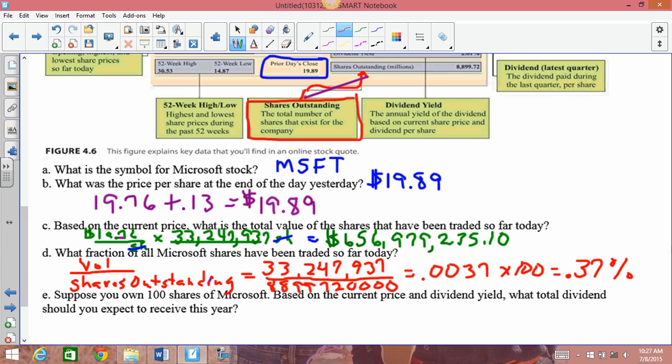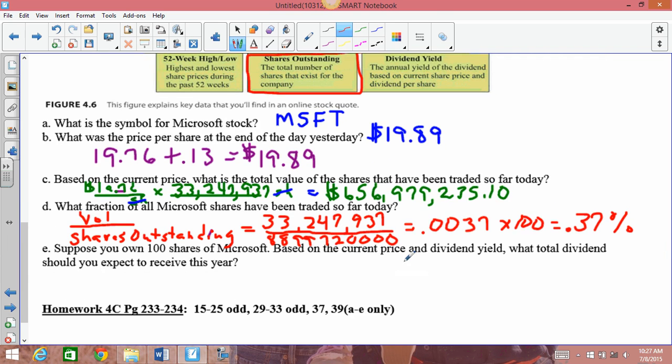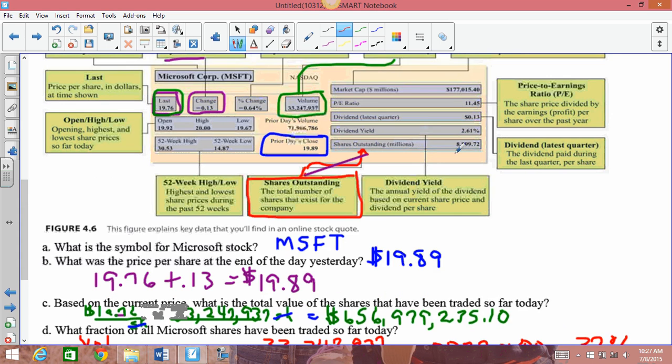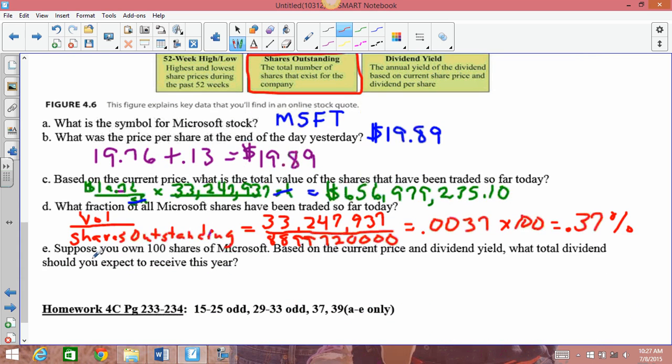All right. And then lastly, we'll look into a situation where, many of you may have stocks and you say, okay, well, it produces money for me. How does it do that? And that's what's called your dividend yield. And so what happens here, let's look at this example. So suppose you own 100 shares of Microsoft. Based on the current price and the dividend yield, what total dividends should you expect to receive this year?